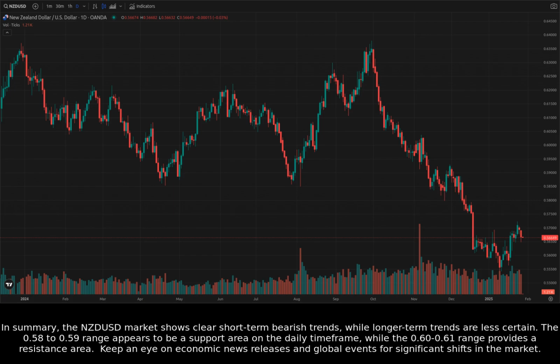In summary, the NZDUSD market shows clear short-term bearish trends, while longer-term trends are less certain. The 0.58 to 0.59 range appears to be a support area on the daily timeframe, while the 0.60 to 0.61 range provides a resistance area. Keep an eye on economic news releases and global events for significant shifts in the market.